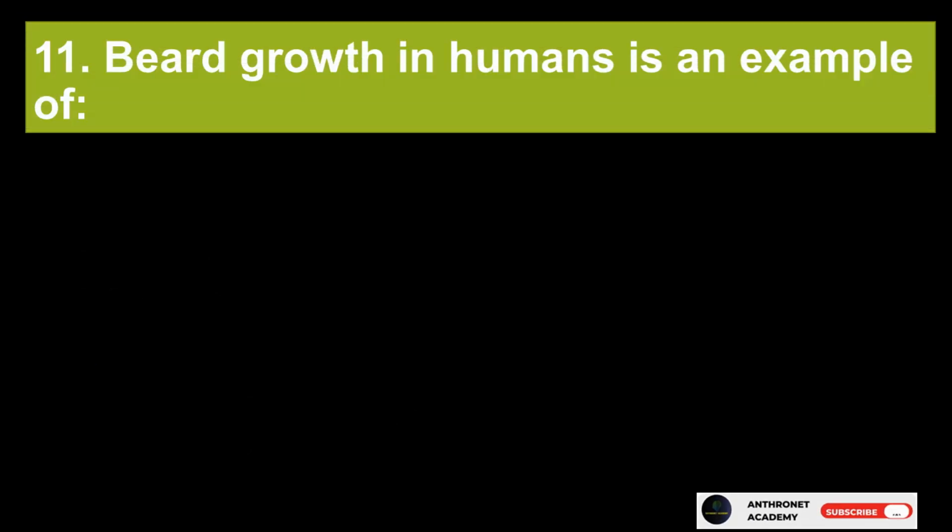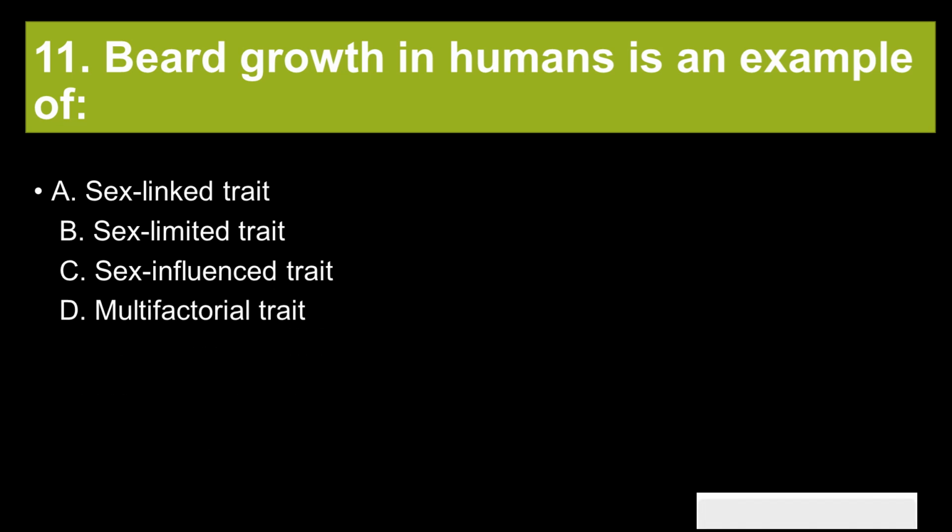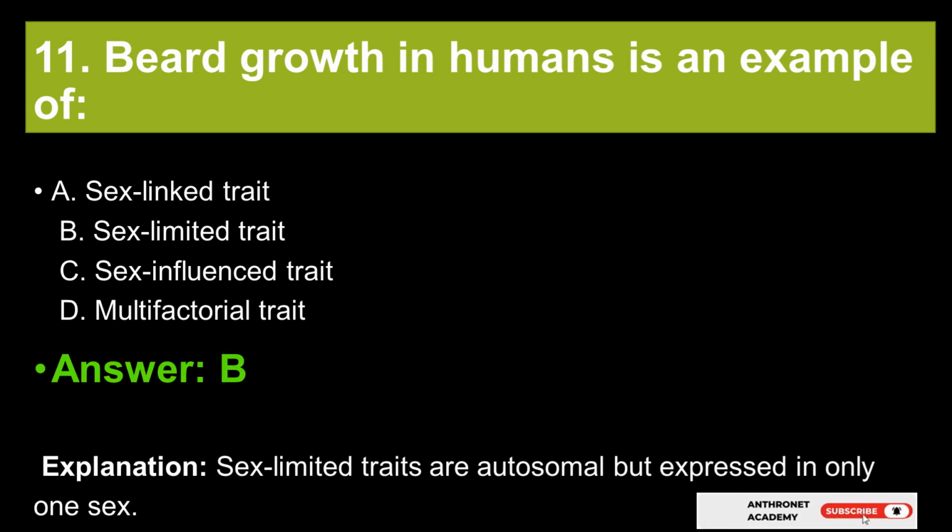Question 11. Beard growth in humans is an example of: A. Sex-linked trait. B. Sex-limited trait. C. Sex-influenced trait. D. Multifactorial trait. Answer: B. Explanation. Sex-limited traits are autosomal, but expressed in only one sex.